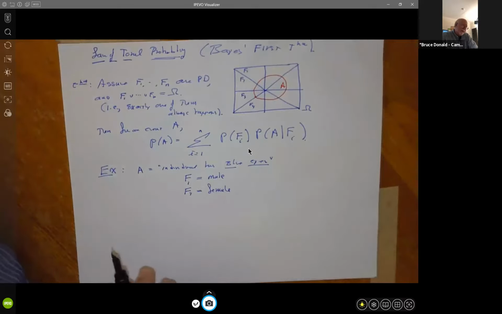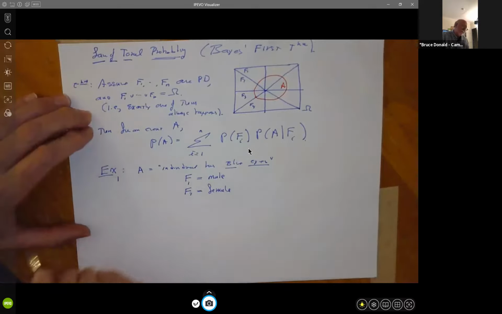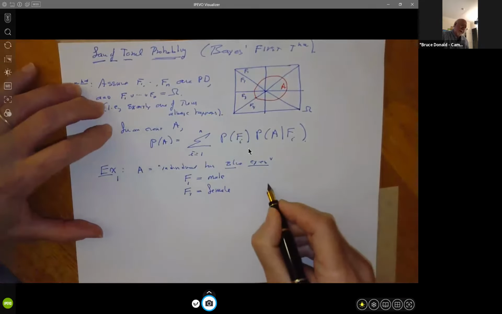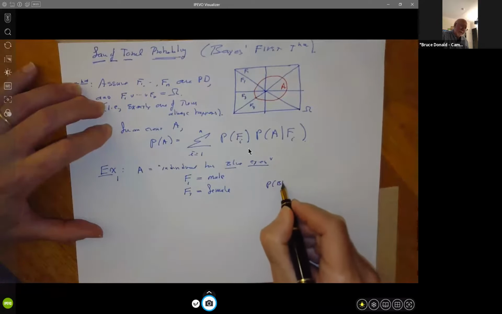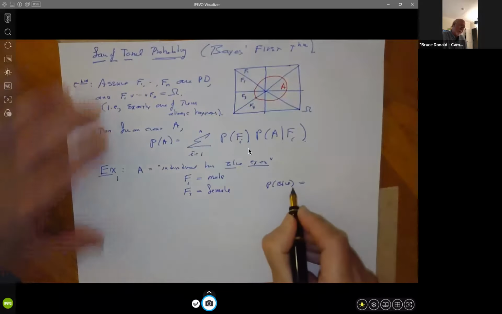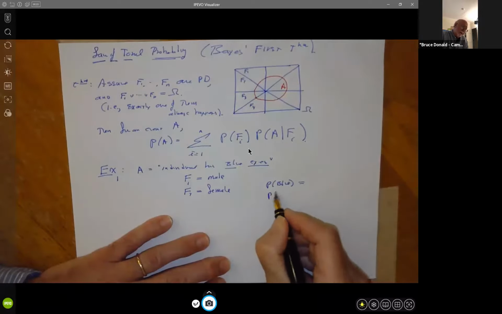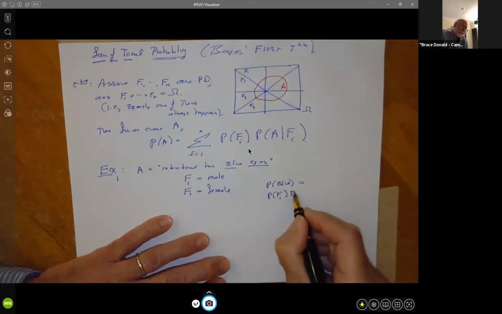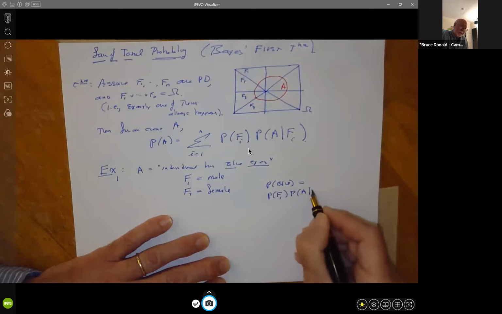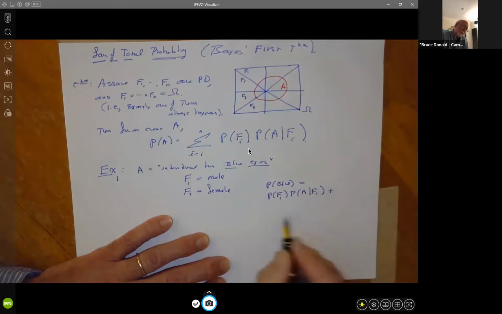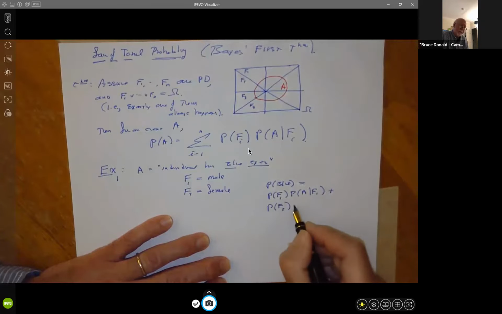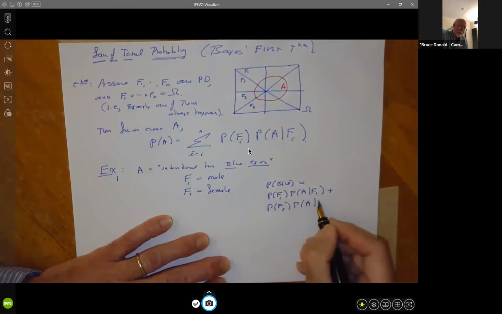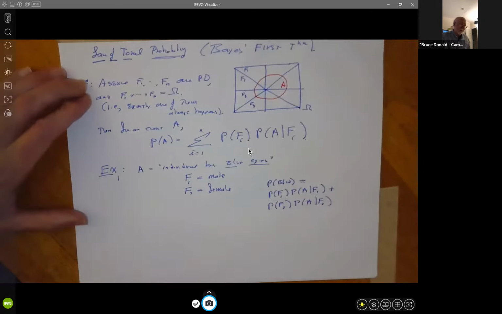Using this calculation in the first example, the probability of blue eyes in an individual is equal to the frequency of being male times the probability of having blue eyes given the individual is male, plus the frequency of being female times the probability of having blue eyes given that the individual is female. So in a binary world, it works out like this.